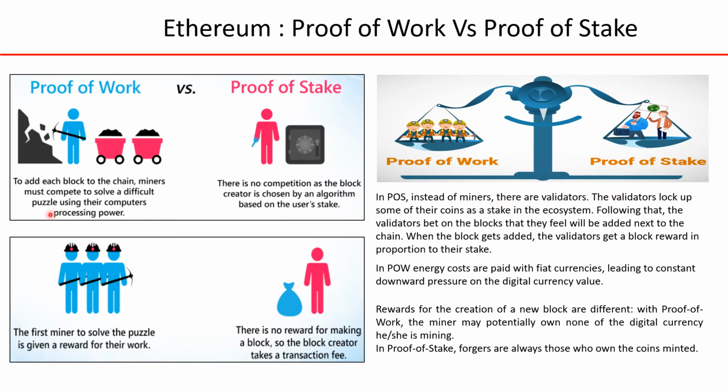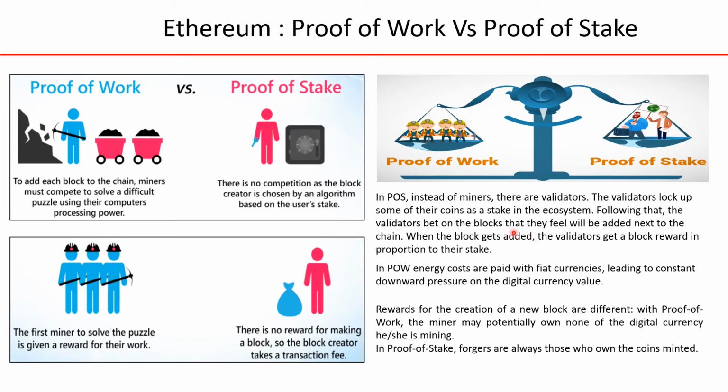Here we call people miners, here we call people validators. The validators lock up some of their coins as a stake in the ecosystem. Here people have to buy and stake those cryptocurrencies into the ecosystem. Following that, the validators bet on the blocks that they feel will be added next to the chain. So they are already part of that ecosystem. They are betting that a few blocks will be added into the chain.